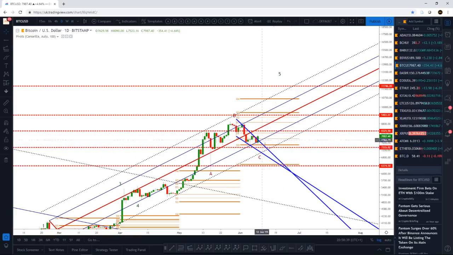At the moment, we just want to see more volume come in and obviously this 7,500 level hold. But yeah, I've given several reasons as to why I think Bitcoin is bullish at this point. So yeah, that's my reasoning.